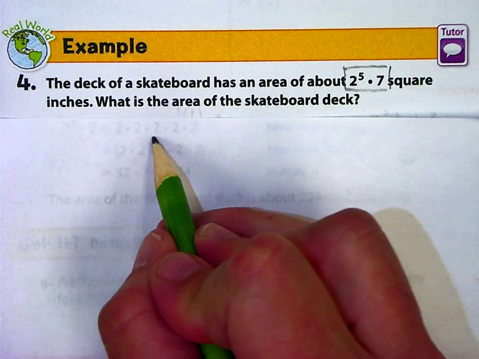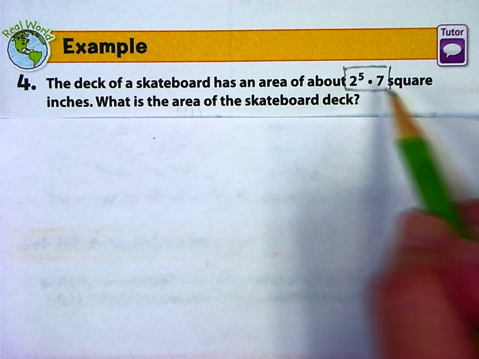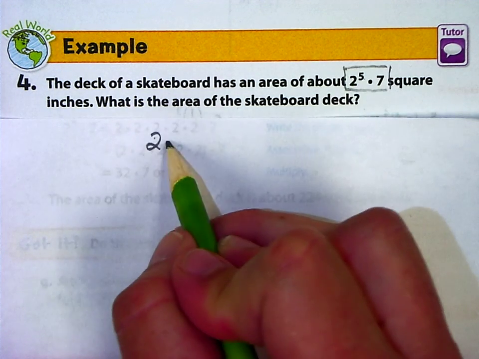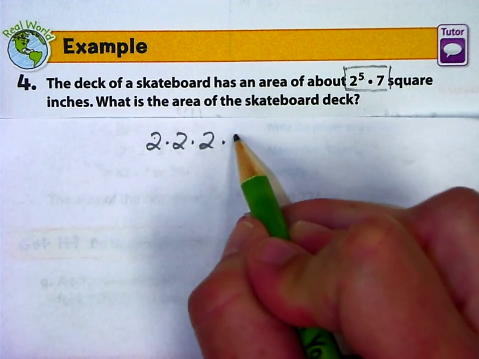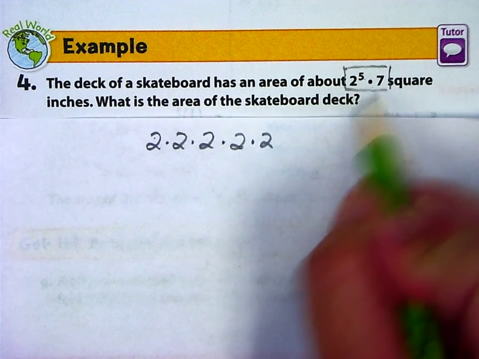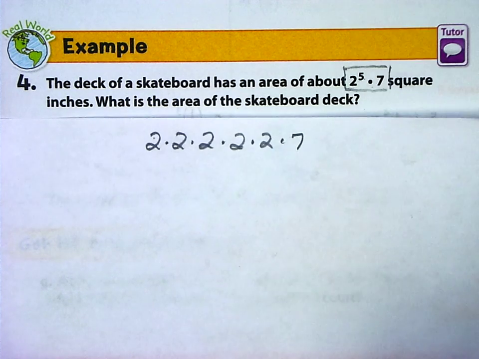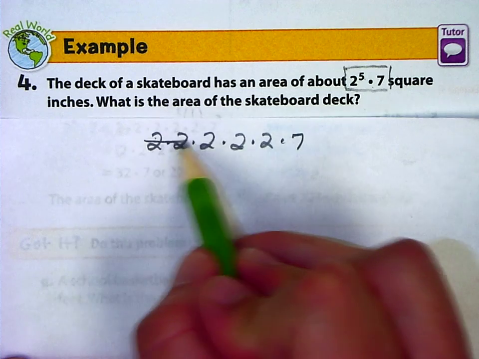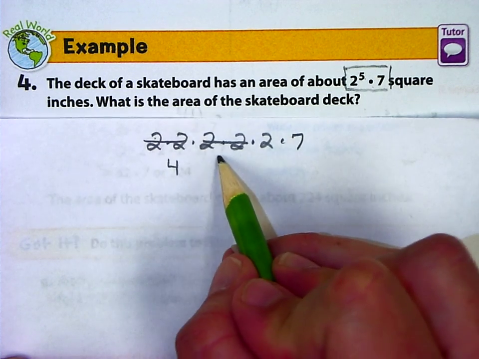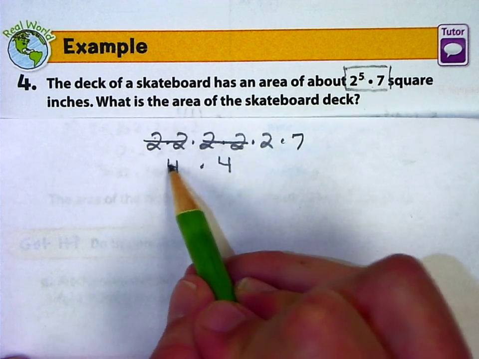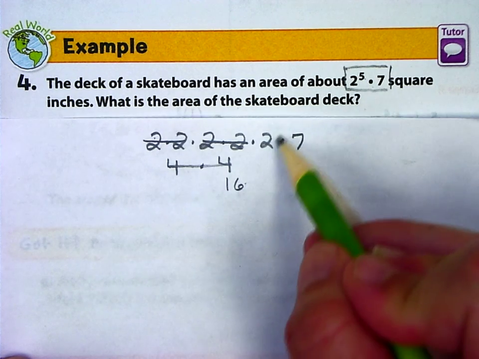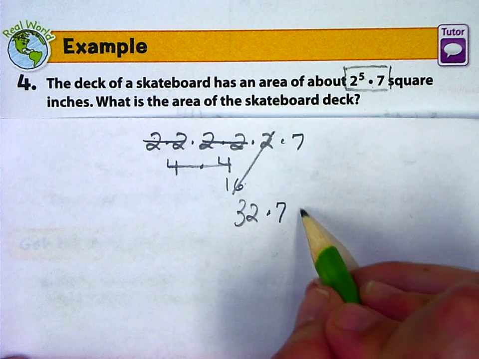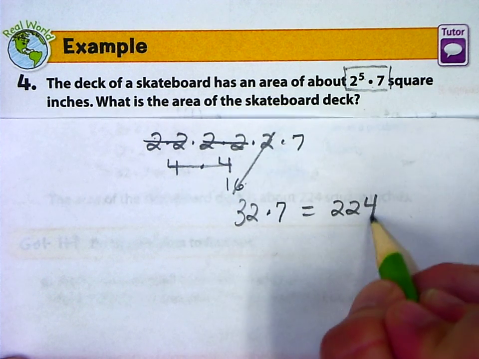So first, I want to write 2 to the 5th times 7 using repeated multiplication. So 2 5 times, times 7. And now, because I can multiply in any order, I'm just going to go 2 times 2 is 4, 2 times 2 is 4, 4 times 4 is 16, 16 times 2 is 32, and now I have 32 times 7, which is 224.